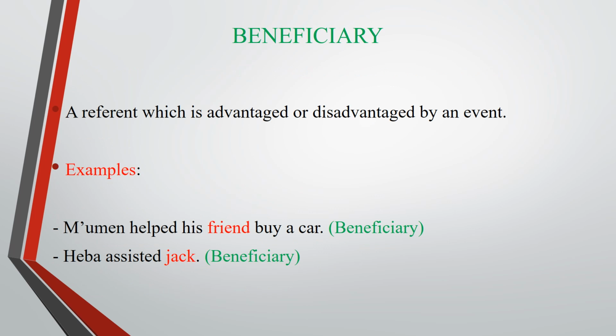Another semantic role is beneficiary, which is a referent which is advantaged or disadvantaged by an event. For example, Mu'min helped his friend buy a car, and Heba assisted Jack. Here, friend in the first sentence and Jack in the second sentence are beneficiaries. They received the help from some other entity.